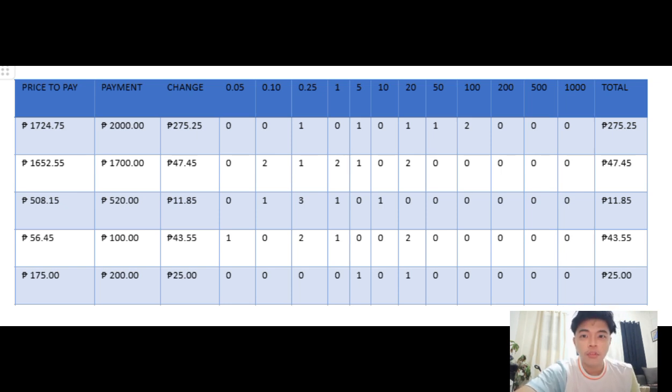However, it's important to note that greedy algorithms don't always work perfectly with all sets of denominations, but in our example, it did an excellent job providing accurate and efficient change.